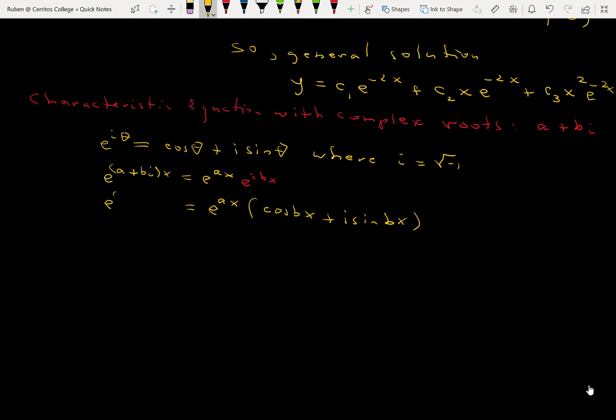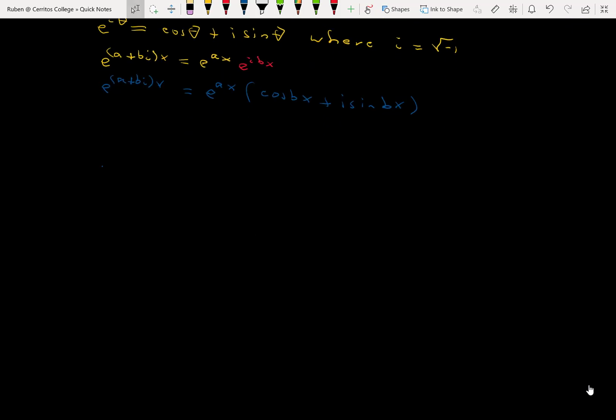We're going to need the identity that says that e to the a plus bi x equals e to the ax times cosine bx plus i times the sine of bx. So let's highlight that in blue. So with that in mind, let's take a look at our next example.